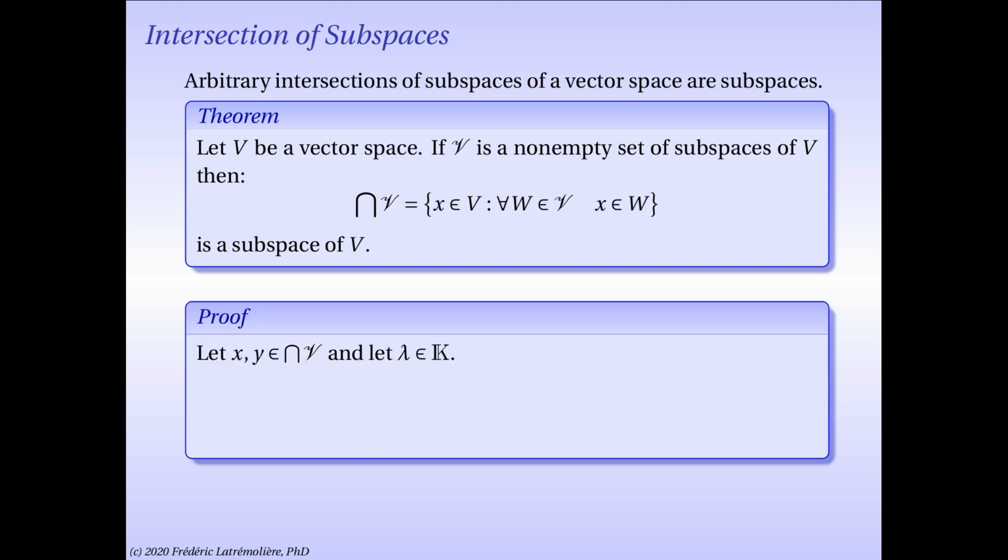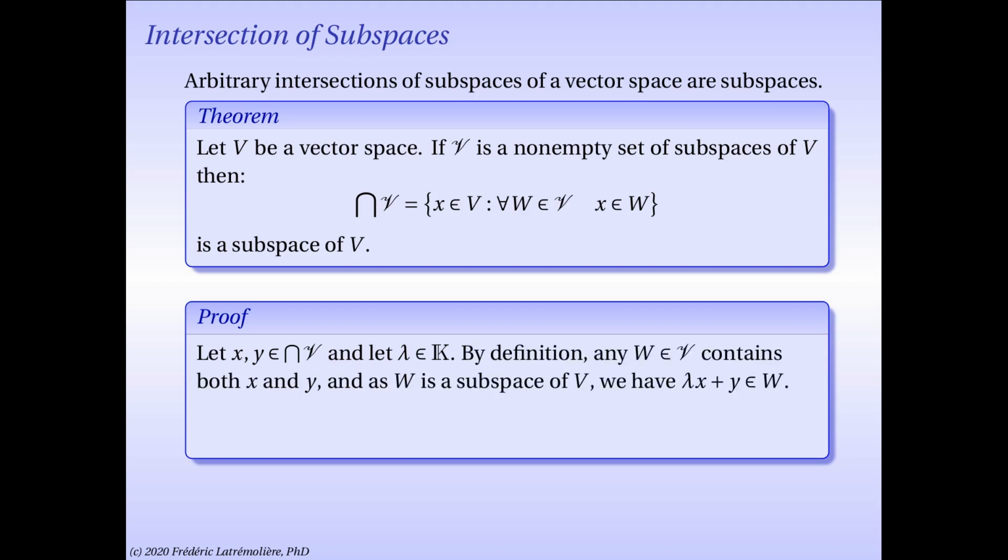Let's prove our theorem. We are going to use the characterization of subspaces. Let x and y be two vectors in the intersection of script V, and let lambda be a scalar. If W is an element of script V, then on the one hand W is a subspace, and on the other hand W contains x and y. Therefore, it contains lambda x plus y. Since W was an arbitrary element in script V, we have shown that lambda x plus y is in fact in the intersection of script V.